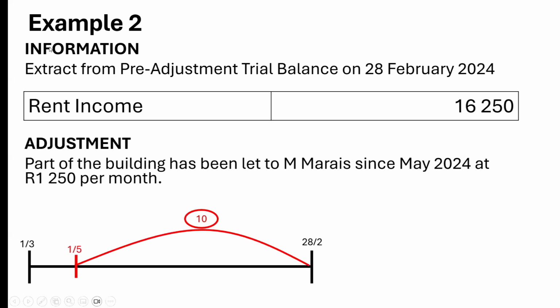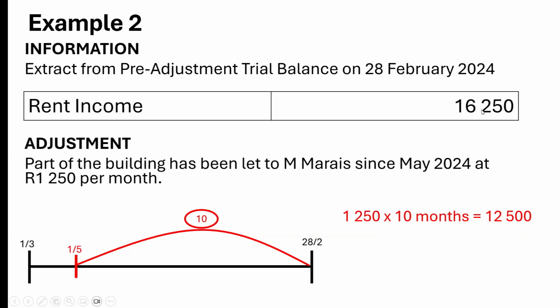On the timeline, we started renting this building since May, so 1 May. And we've rented it till the end of the year, so we've rented it only for 10 months. The rent per month is 1,250 per month. So 1,250 times 10 months gives me 12,500. So the rent for this financial year should only be 12,500.